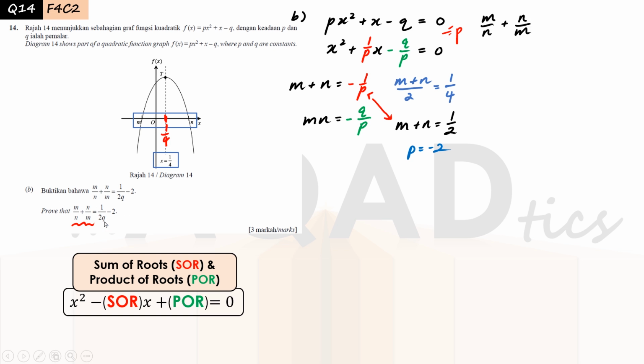the right side. Okay, so the first thing that we need to do is to change it to the same denominator. Alright, and it will be something like this. So now, if we look at the denominator, this mn, we can change it to this one, right? Because we have mn here as well. But how about m squared plus n squared? We don't have m squared plus n squared here.